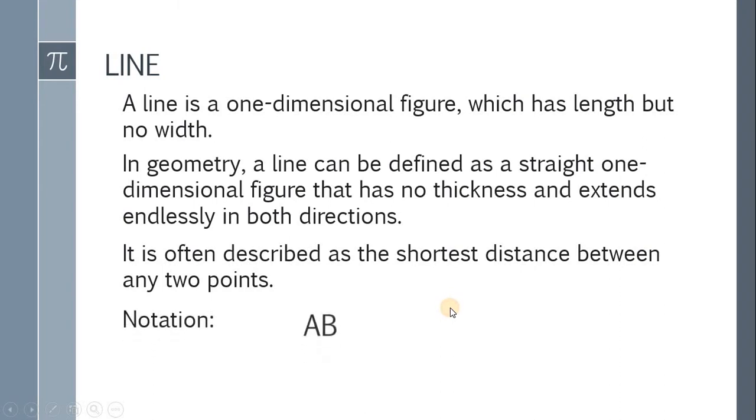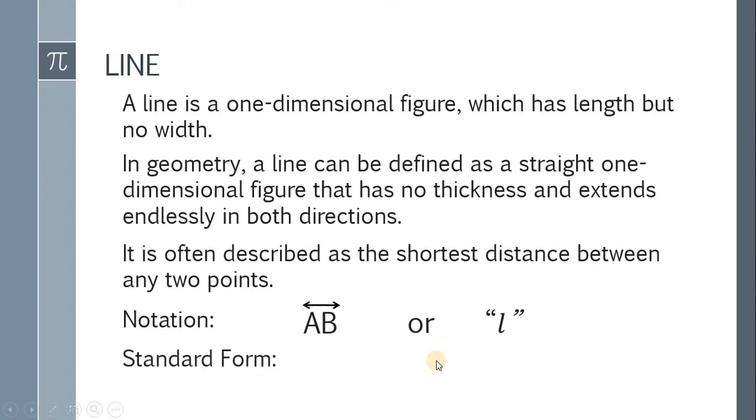Now, ito yung mga notation na ginagamit natin para sa line. We need to use two letters, for example, AB, and then maglalagay tayo ng symbol ng line sa taas nila. Okay? Or another way to represent a line is small letter, for example, small letter L, small letter M, and so on and so forth.